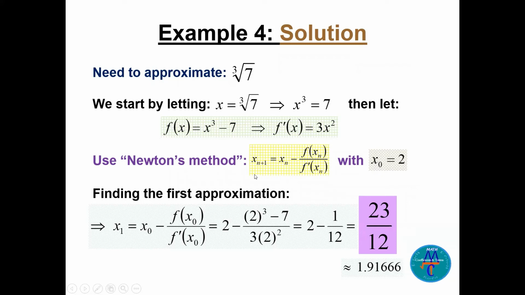We need only the first approximation. So it will be x sub 1 is equal to x sub 0. x sub 0 is 2 minus f of x sub 0. So I replace 2 in the function. 2 cubed minus 7 divided by f prime of x sub 0. So I replace 2 in f prime. So it will be 3 times 2 squared. 2 cubed is 8, right? Minus 7 is 1. And this is 3 times 2 squared. That's 12. Now find the LCD 12. 24 minus 1, 23 over 12. This is the answer. You can find it so easily, so nice, without using any calculator.